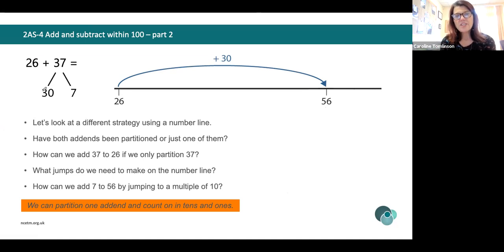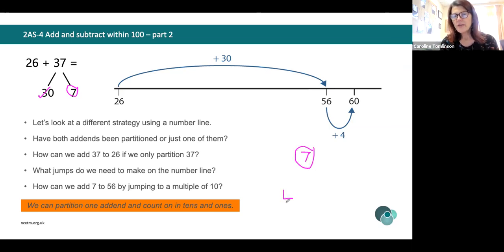But because I've partitioned it, so I've added on my 30, now I know I need to add on my 7 ones. Going back to that make 10 strategy, I add 4 to make 10. So that's 7 I've partitioned like we talked about earlier, and I've added the 4 on.